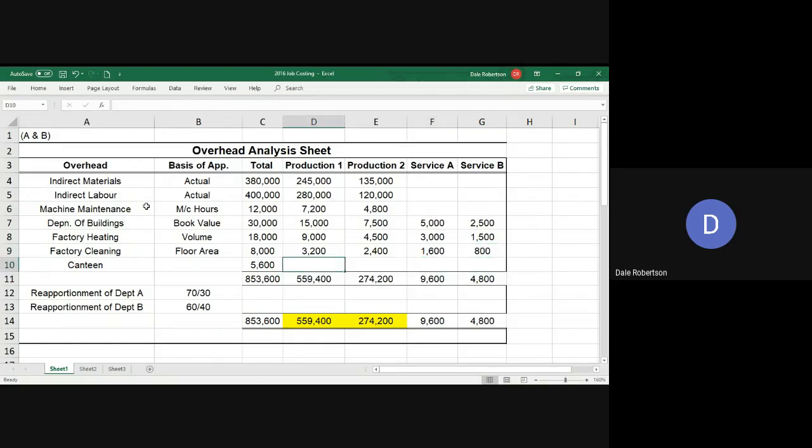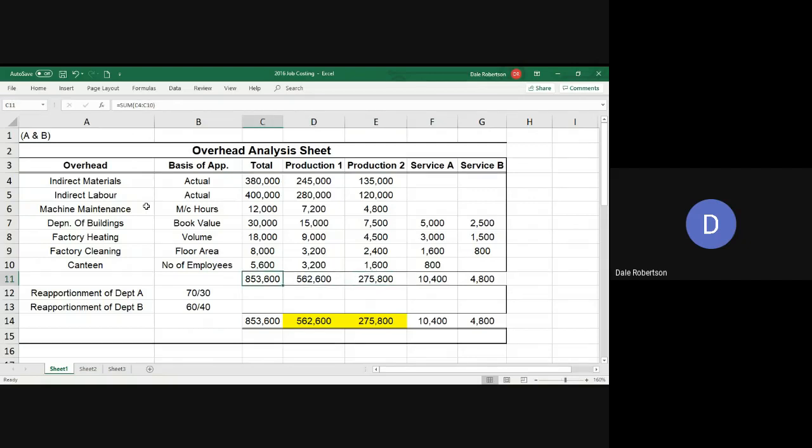And finally, we have the canteen costs. And of course, how do you split down canteen costs? Well, that is the number of employees. The department with the most people will need the most canteen facilities. So therefore, the number of employees is 490. You divide that into 5,600 and you multiply respectively by 280, 140, and 70. There are no employees in the service department B. So that is 3,200 and 1,600, and finally you have 800.